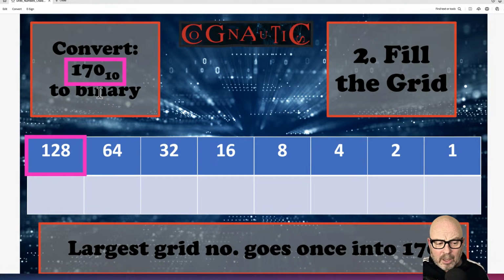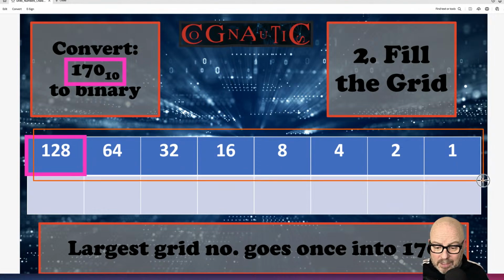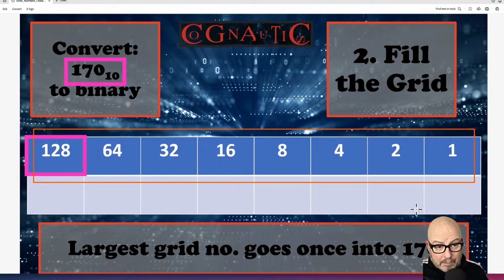The first thing we ask ourselves, don't forget, what we're looking to do is to convert the number 170 into a binary number. So you ask yourself this question over and over again. What's the largest grid number? And by grid number, I mean the numbers on this grid here. So what's the largest number on this grid that goes once into our number? Well, it's 128.